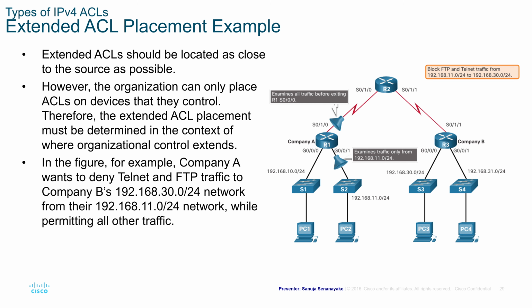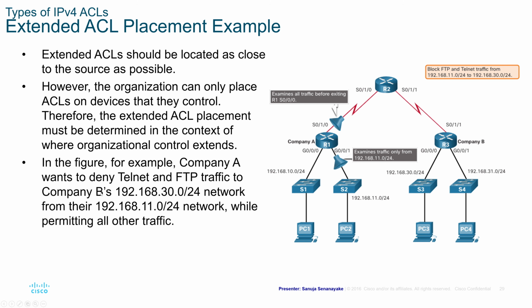In the figure on the right hand side, for example, company A wants to deny telnet and FTP traffic to company B's 192.168.30.0/24 network from their 192.168.11.0/24 network, while permitting all other traffic. Remember, on the right hand side, company A operates this side and company B operates this side. So neither company has control over the other's network.